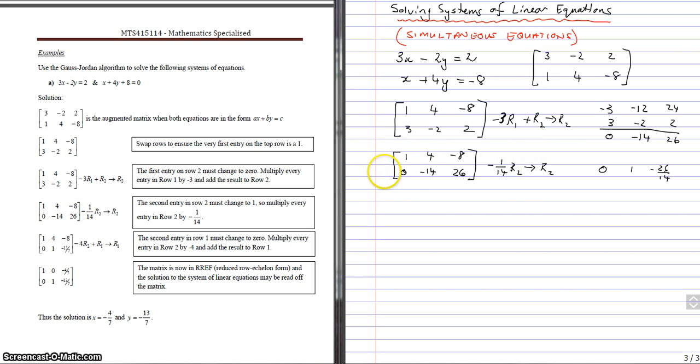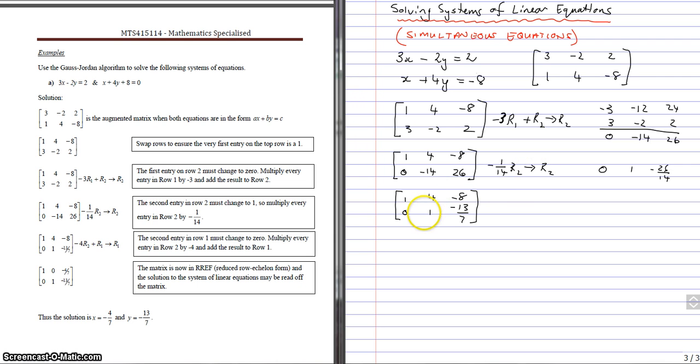Okay, notice that by multiplying that, when we multiply by 0 in the first entry here, it doesn't change it. So we still keep that 0 there, which is really important. Okay, so our new matrix that we're going to have is 1, 4, negative 8, 0, 1, and negative 26 over 14. We can simplify that to negative 13 over 7.